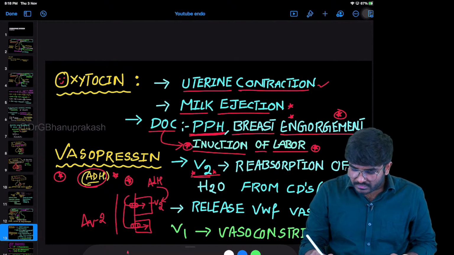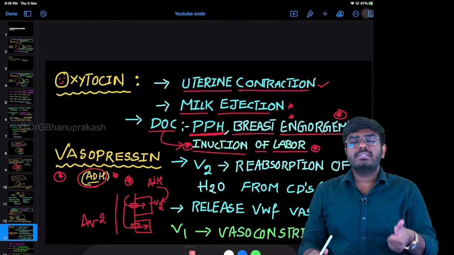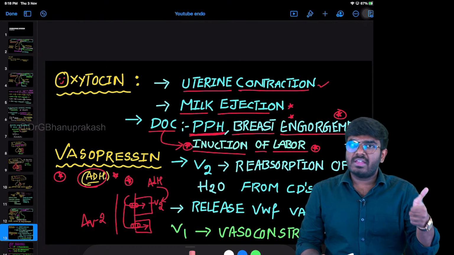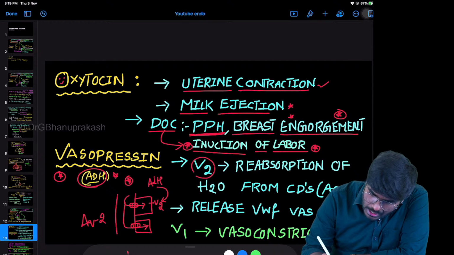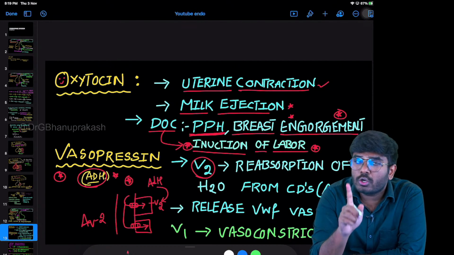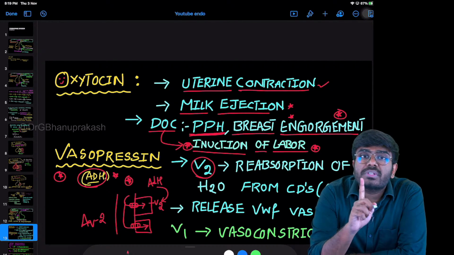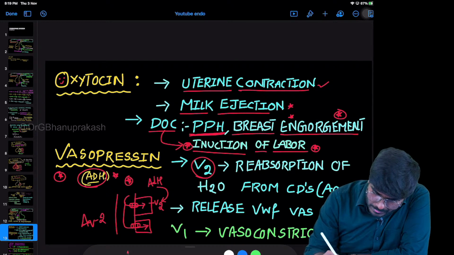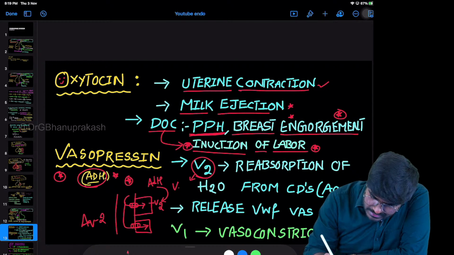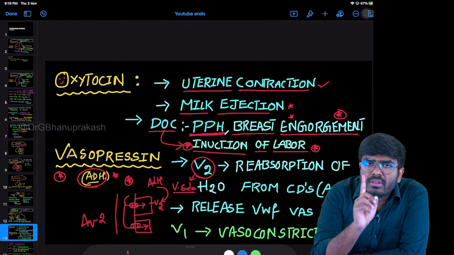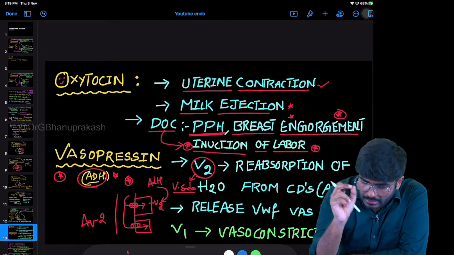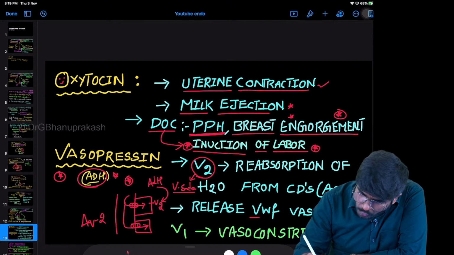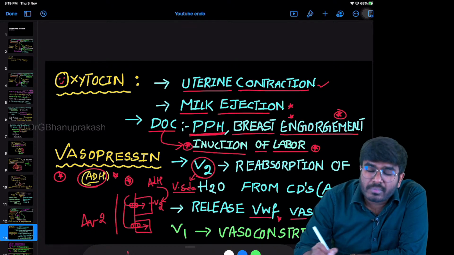Now an important point which I want you to know: most students know this one thing, sir, vasopressin acts on V2 receptors. Every student knows this. But also important, the V2 receptors are not only present in the collecting ducts, not only in the nephrons, but they are also present on the vascular endothelium, meaning inside the blood vessels. Now whenever you stimulate this V2 receptor, what happens? Sir, von Willebrand factor is released from the endothelium.